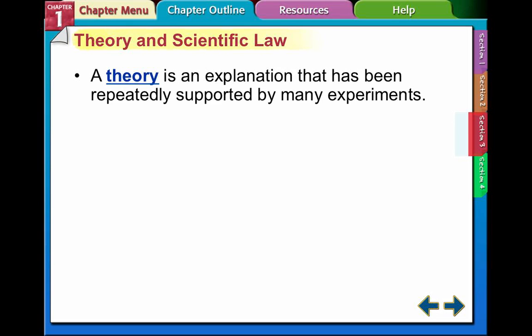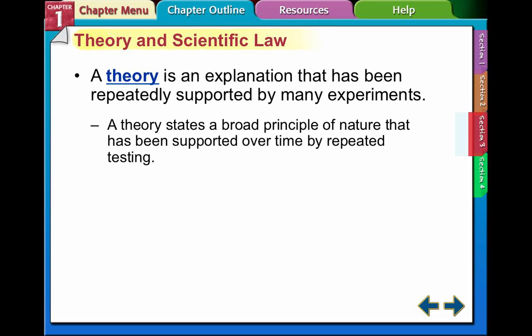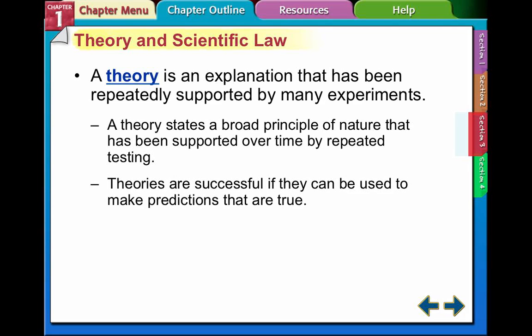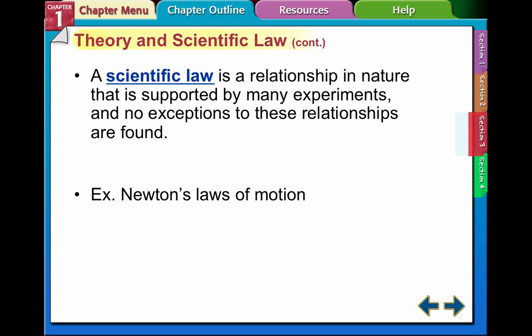Okay, a theory is an explanation that has been repeated over and over again and you still get the same results. Okay, it has been experimented on the same way many, many times and they're still getting the same results. A theory states a broad principle of nature that has been supported over time by repeated testing. Theories are successful if they can be used to make predictions that are true. On the other hand, a scientific law describes a relationship in nature and is supported, once again, by many experiments. No exceptions to these relationships are found.